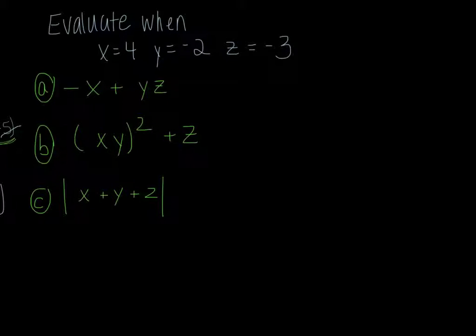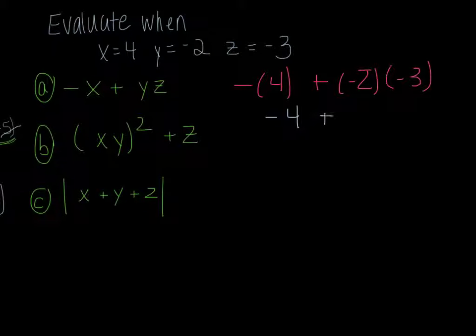Alright, did you give them a shot? Let's see how you did. So for A, I have negative x, which is 4, plus y times z. So negative 2 times negative 3. And this becomes negative 4 plus, I have to do my multiplication here, negative 2 times negative 3 is 6. And then negative 4 plus 6 is a positive 2. So for A, the answer is 2.